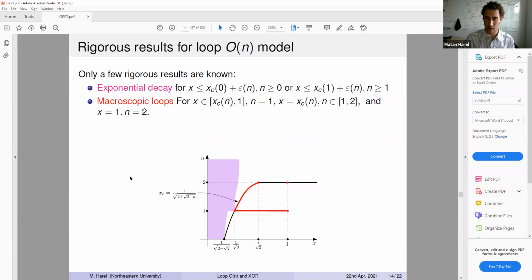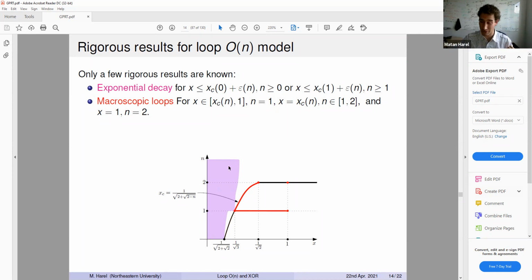And the final macroscopic loop result is actually right here at x equals 1, n equals 2, corresponding to these uniform Lipschitz height functions, which is a totally different thing, just a brilliant piece of work by Alexander Glazman and Ioan Manolescu, which somehow doesn't fit the paradigm of what I'm talking about, but it's too good of a story not to tell. So I wanted to make sure I mentioned it.